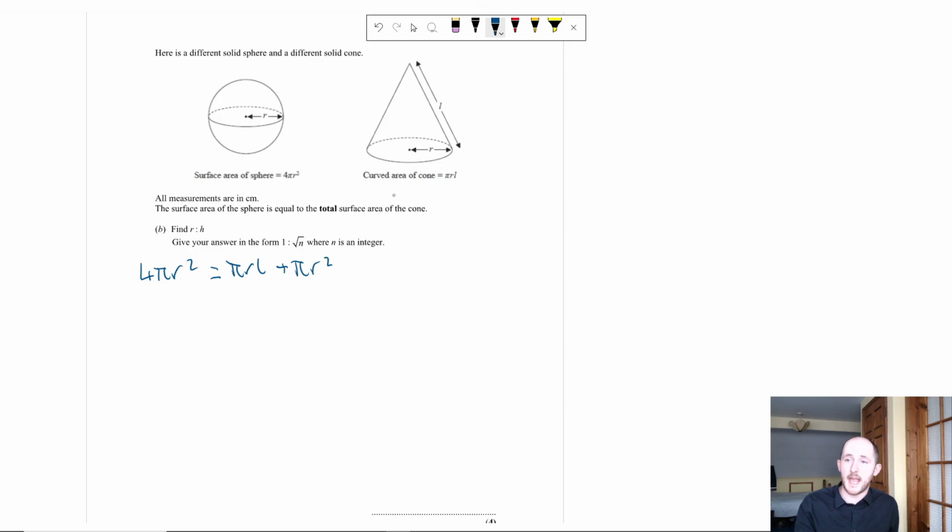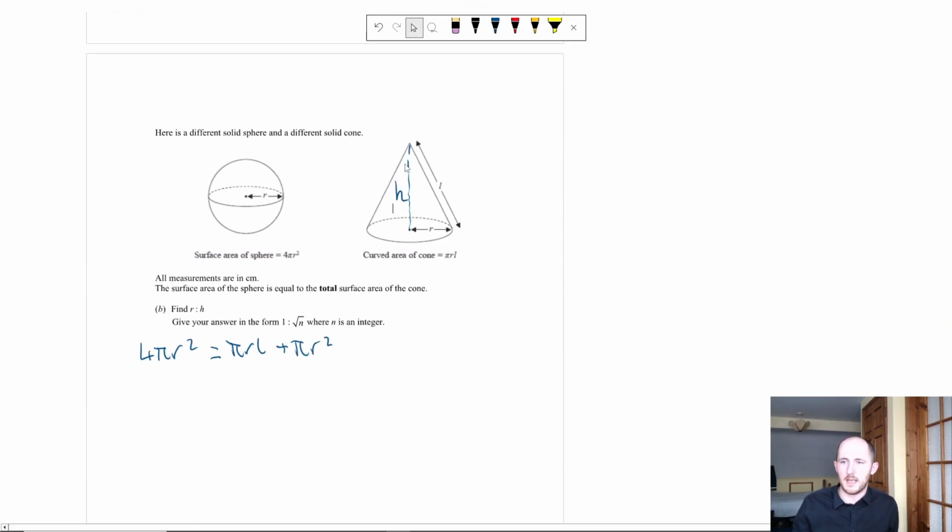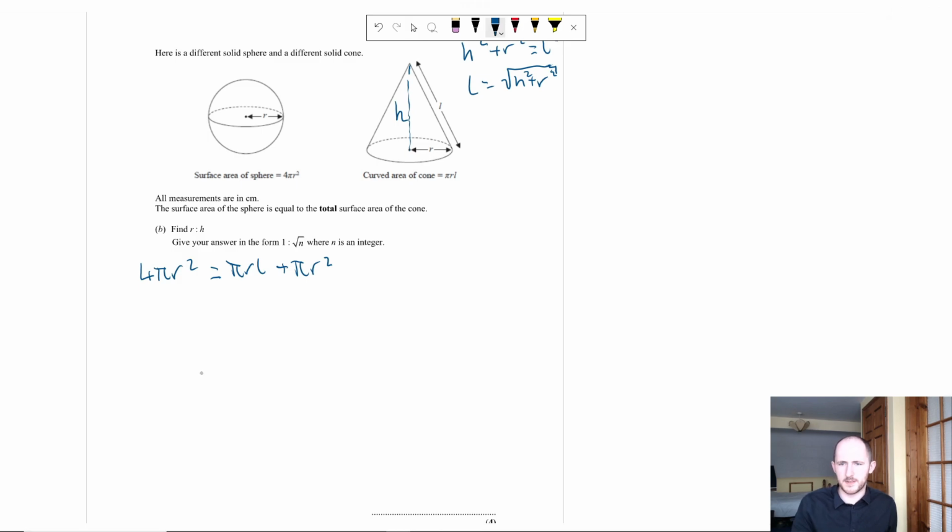Okay, so r to h. H in this case must be the height of the cone. In the previous diagram, h is the height of the cone, so we can say it's the same thing. If you notice, this is a right-angled triangle. So I don't want L, so all I'm going to use is Pythagoras to say h squared plus r squared is equal to L squared, which means L is just equal to the square root of h squared plus r squared. Almost made a fatal error there. But the first thing I want to do is, because pi is in every term, we can just get rid of it, which is pretty nifty.